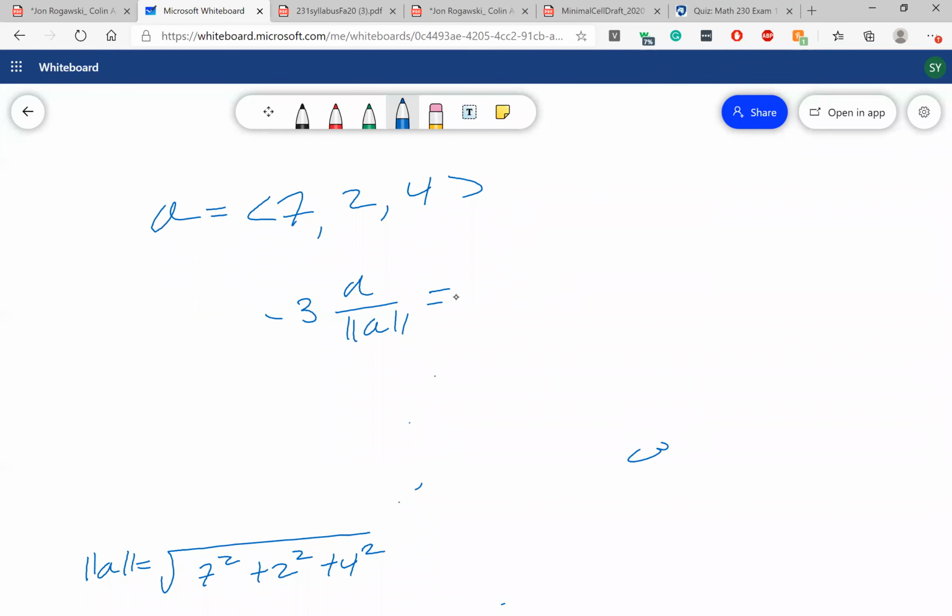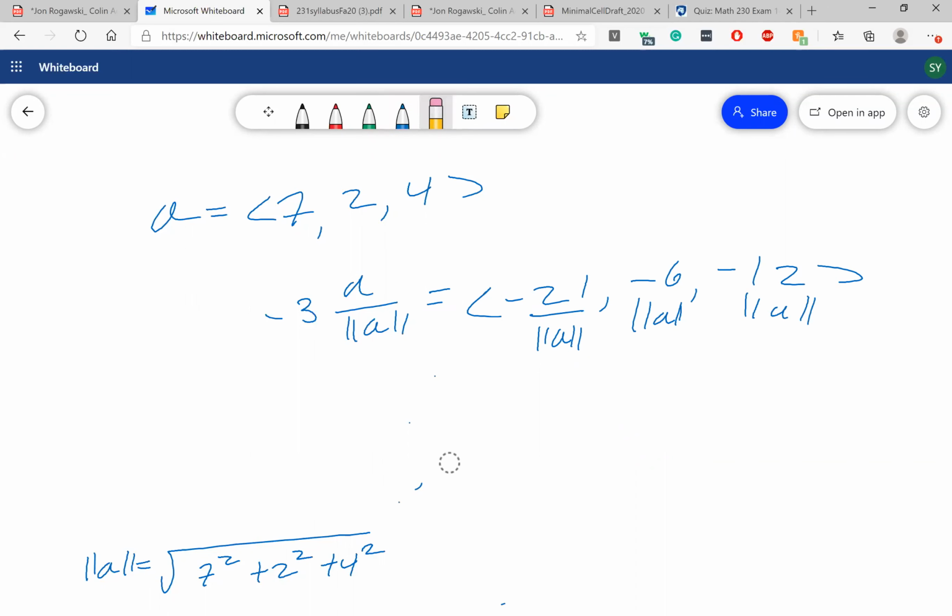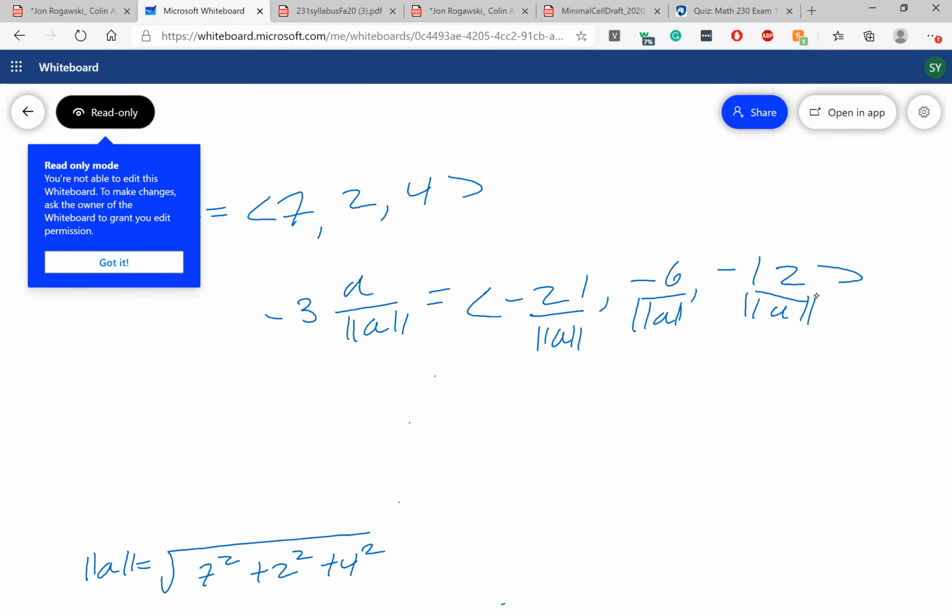So this is a vector with magnitude 3, and it's the opposite to the vector A. So it's going to be equal to -21, -6, and -12, all over the magnitude of A. Any questions? Any questions about this? Can you re-explain the first part where you got 90 degrees?